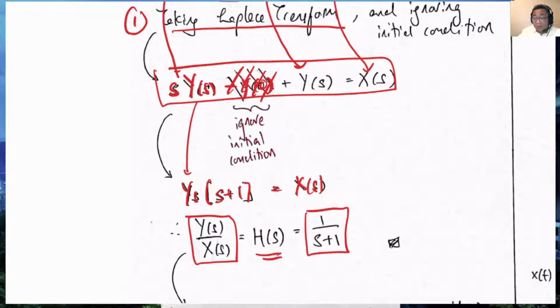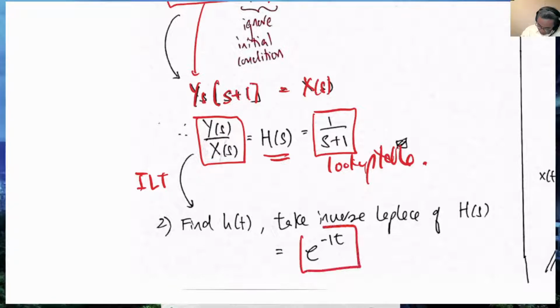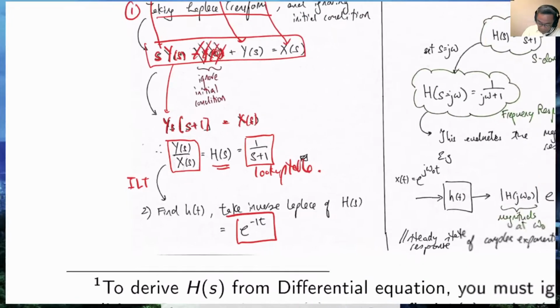Now to find the impulse response, we take the inverse Laplace transform, by lookup table. In the exams you have to copy that lookup table into your cheat sheet. It will not be given, and then you just look it up. 1 over (s + 1) becomes e^(-t). That's it. So we have found H(s), and we have found h(t).